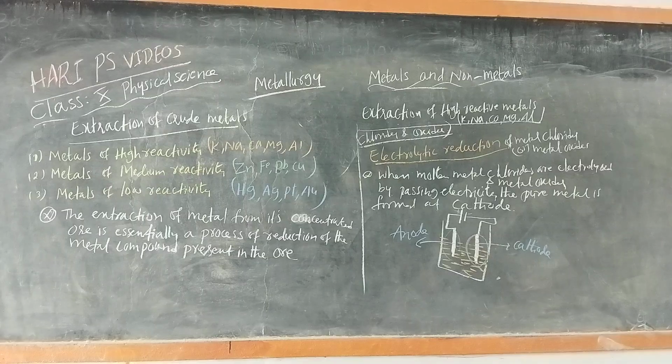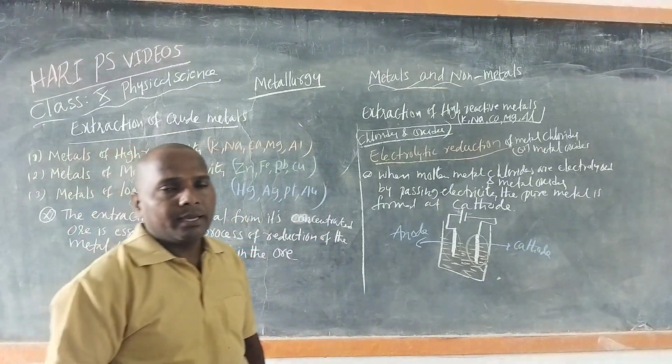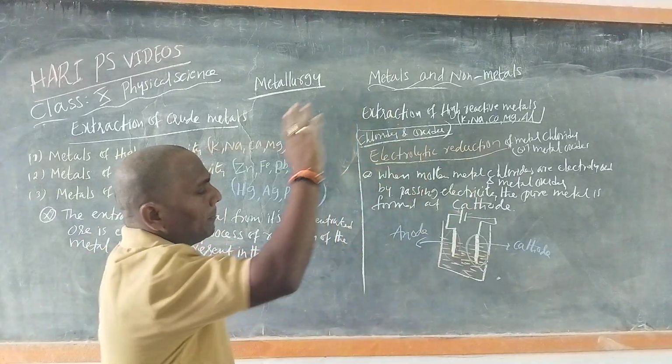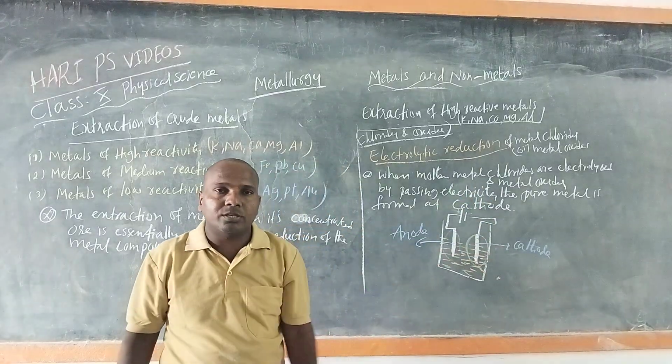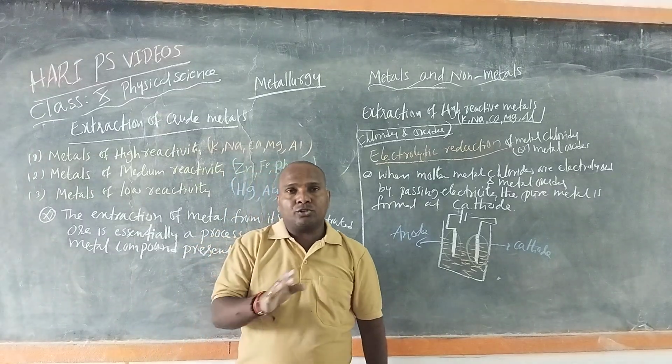Whenever molten metal chlorides and oxides are electrolyzed by passing electricity, the pure metal is formed at the cathode because it is negatively charged. Metals are positively charged, as we already discussed, because they lose electrons. So the positive ion is migrated or transferred to the cathode. Then the chlorides or the oxides are negatively charged, so they are transferred to the positively charged electrode.